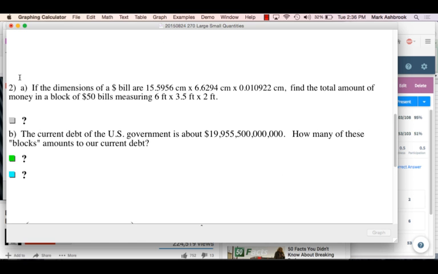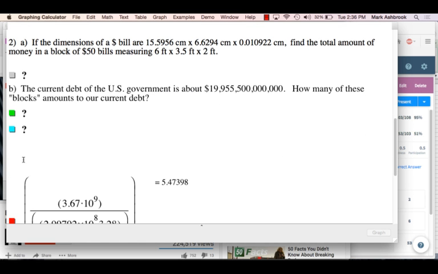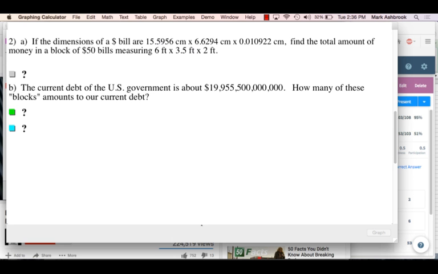All right, so I'll give you some info here. The dimensions of a bill are, in centimeters, 15.5 by 6.6 by 0.01. We want the total amount of money in the block, if it's $50 bills, and the block measures 6 by 3.5 by 2. Try to use this approach that we were doing, where you work with nested parentheses, and you always know the meaning of each set of parentheses as you work your way out. There will be different approaches, but see if you can do it in that fashion.